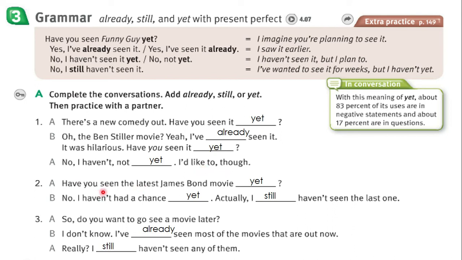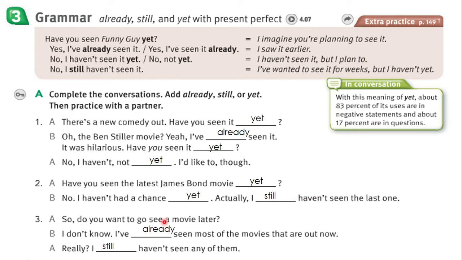Number 2. "Have you seen the latest James Bond movie yet?" Okay. Question, at the end you have to use yet. "No, I haven't had a chance yet." It's a negative sentence, so you have to use yet. "Actually, I still haven't seen the last one." Still is always used before the auxiliary haven't or hasn't.